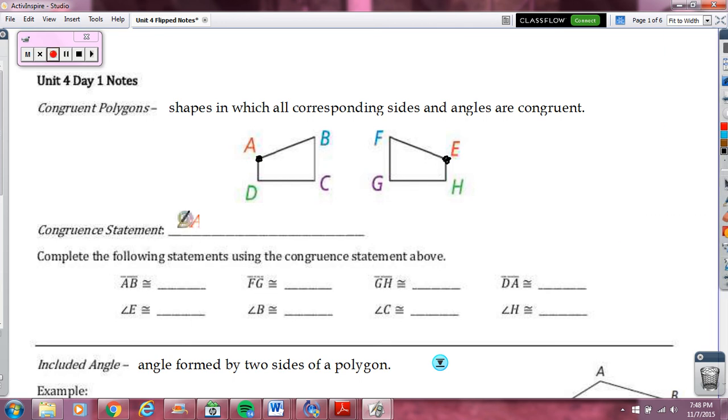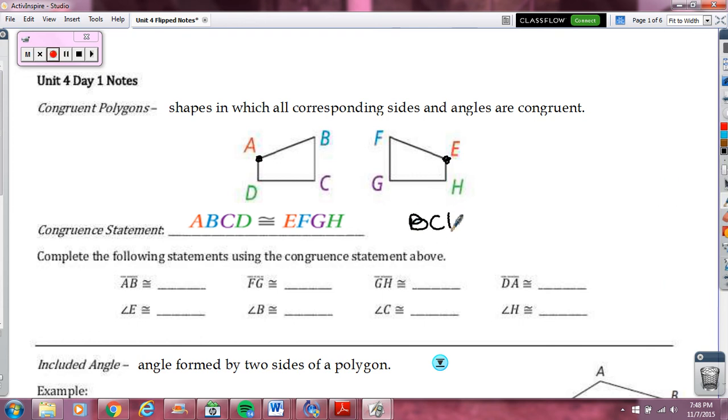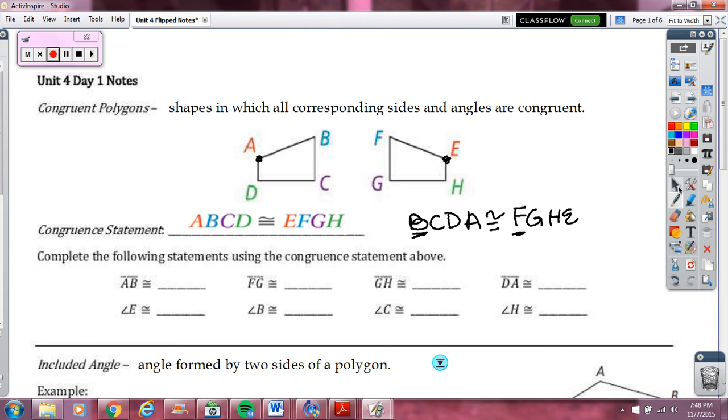So for instance, the congruent statement for this shape is ABCD is congruent to EFGH. You could also write it as like BCDA is congruent to FGHE. That's totally cool. It's just that the matching or corresponding letters have to be in the same position.